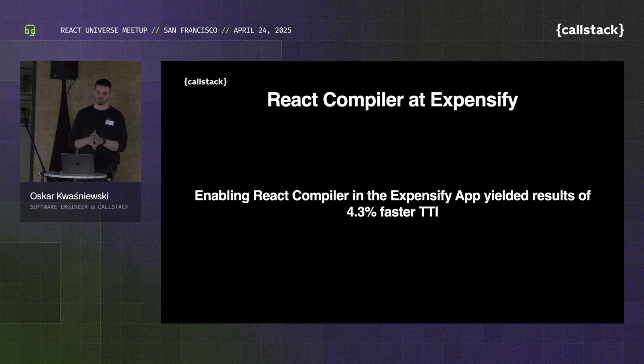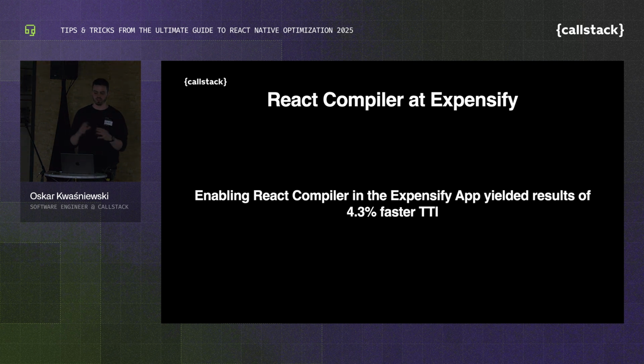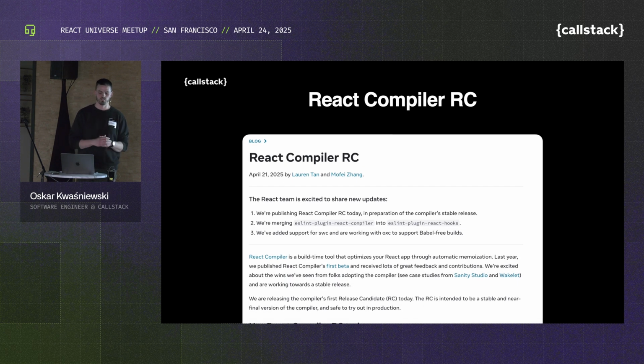So what performance improvements can you expect? Enabling React compiler in the Expensify app, you get results of up to 4.3% faster TTI. And the React compiler can greatly reduce unnecessary renders, but if your app is already heavily memoized, it may only experience slight performance improvements. So just a few days ago, the first release candidate of the React compiler got released, so we can expect a stable release coming soon.